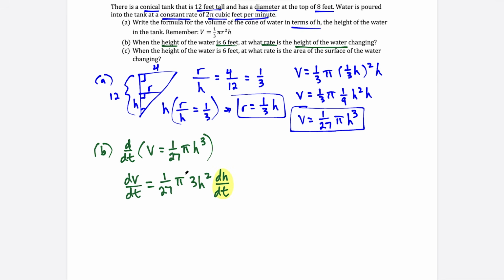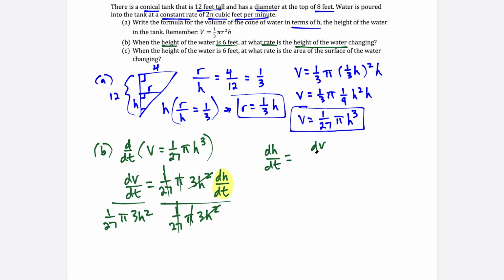So now we could just move everything over to one side. So we could divide both sides by 1 over 27 pi, and then we have 3h squared. So we have 1 over 27 pi times 3h squared like this. So this is going on both sides. And now on the right side here, everything's going to cancel out except dh dt. So everything here is just wiping out. And we're going to have dh dt is equal to dv over dt like this. And then in the denominator here, we're going to have all of this stuff.